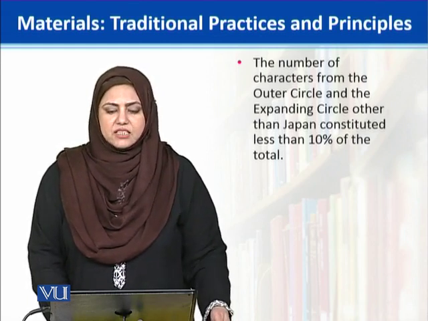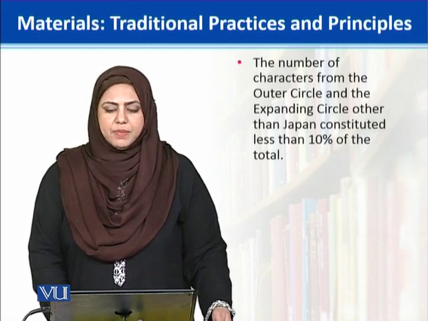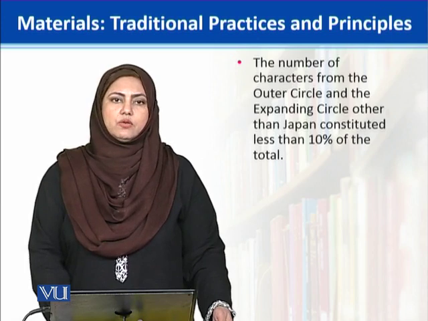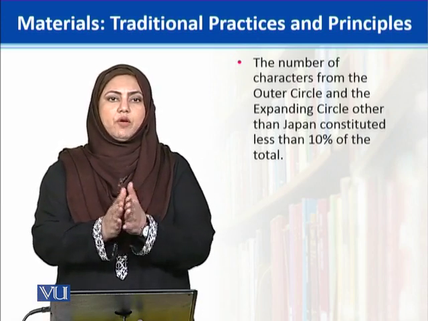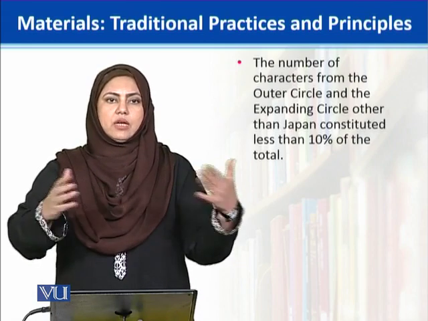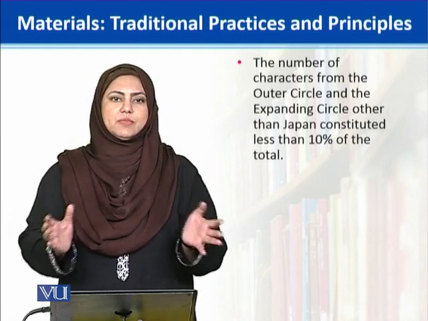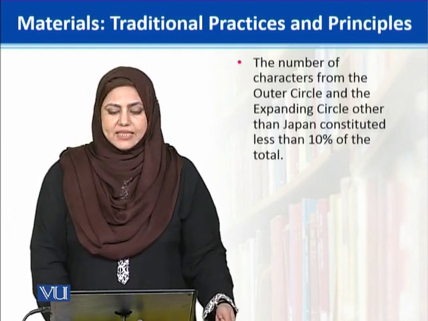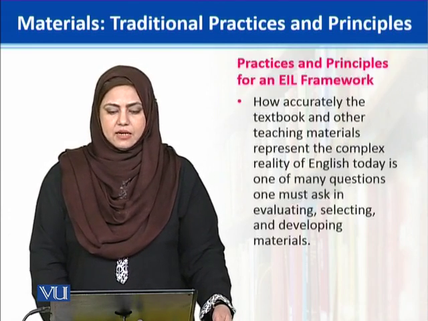The number of characters from the outer circle and the expanding circle other than Japan constituted less than 10% of the total. So, outside this inner circle where native speakers of English live, when you move to the outer circle or to the expanding circle, where non-native speakers of English live, only 10% of the characters were taken from there, which is very, very significant in this regard.